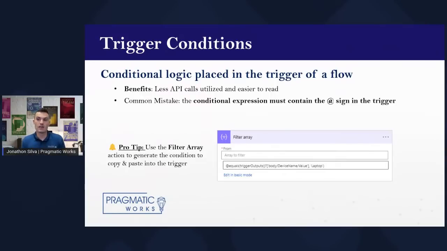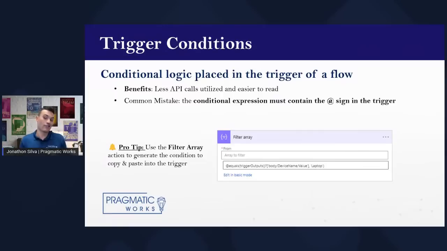Okay. Now, one of the things to keep in mind when working with trigger conditions is we need to make sure that the logical expression that we use for our condition has the @ sign right before it, to make sure that it's actually calling out an expression. That's how it's utilized here in Power Automate.